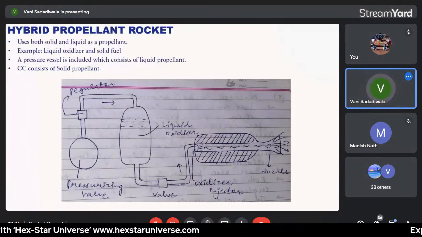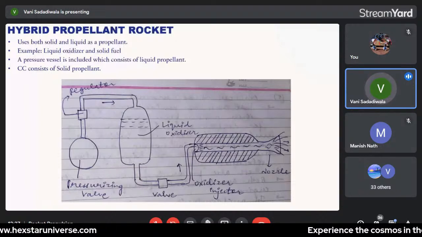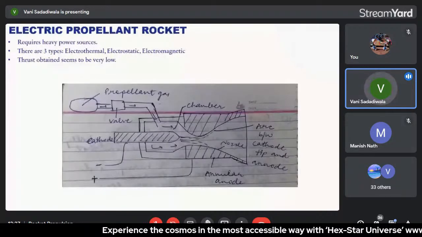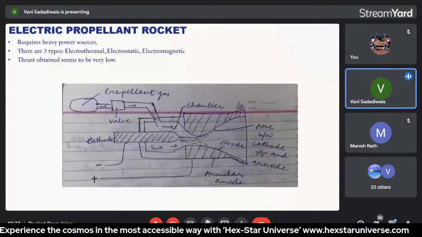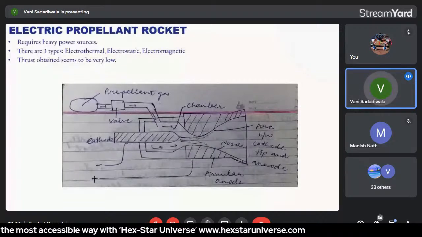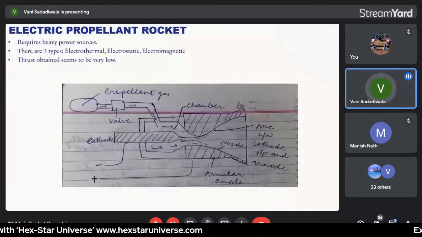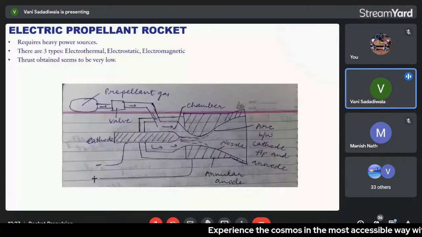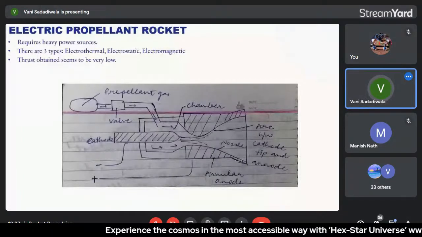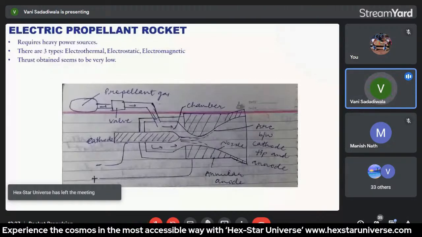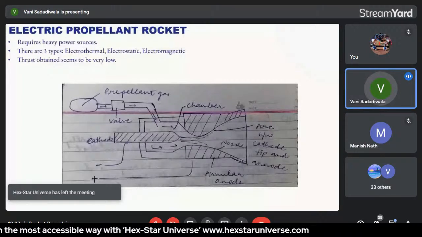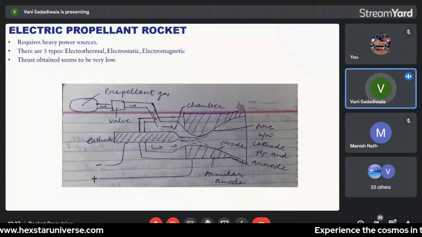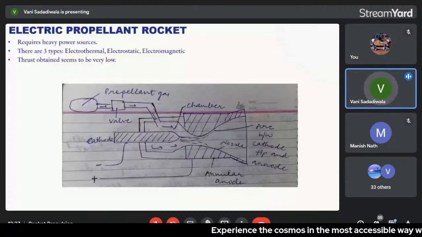The last is the electric propellant, which is generally the source of many kinds of electric power, that is nuclear, solar, batteries, and it is physically separated from the mechanism that produces thrust. So this kind of propellant rocket has an individual separate source for the production of thrust. This type requires heavy power sources. If you look into this type of rocket, it is generally considered that the thrust is very low. So the amount of thrust produced by the types carried in this kind of rockets is very low, and hence it is not recommendable, but it is a major type as well.